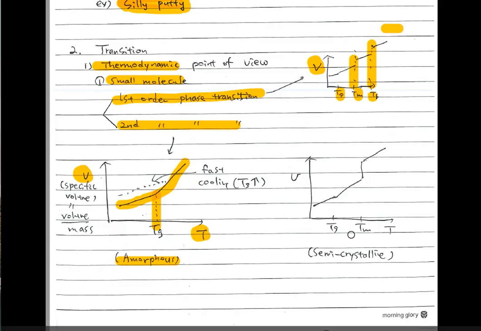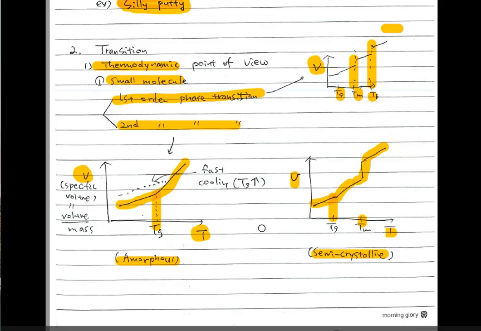Similarly, if you check the specific volume as a function of temperature for semi-crystalline polymers, we have learned that semi-crystalline polymers have Tg as well as Tm, right? So it has Tg here, and also Tm, the melting temperature, at which the volume abruptly increases. Tg shows this continuous behavior.